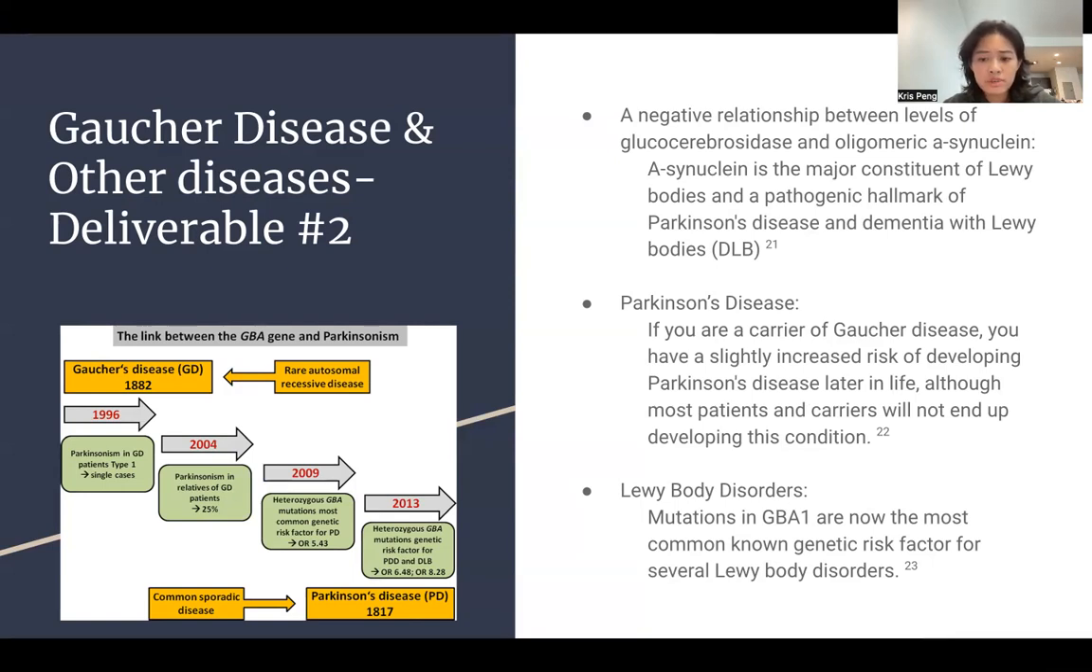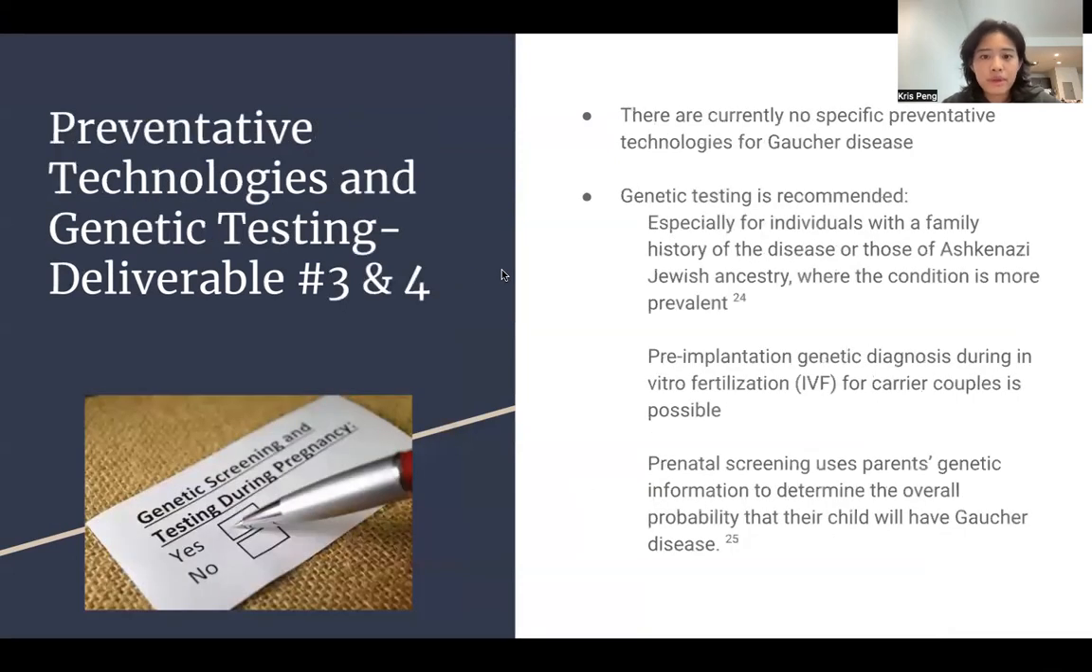And mutations in GBA1 are now the most common known genetic risk factor for several Lewy body disorders. There are currently no specific preventative technologies for Gaucher disease, but genetic testing is recommended, especially for individuals with a family history of the disease or those of Ashkenazi Jewish ancestry, where the condition is more prevalent.